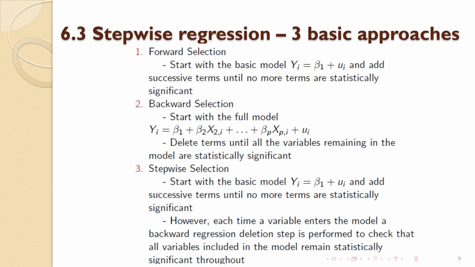So you start with the basic model with just a constant term and add successive terms until no more terms that you add are statistically significant. However, each time a variable enters the model, a backward deletion step is performed to check that all the variables included in the model are still significant throughout. So stepwise selection includes forwards and backwards movements, and it's therefore more advanced because there might be some blind spots and complicated problems with both the forward selection method and the backward selection method.